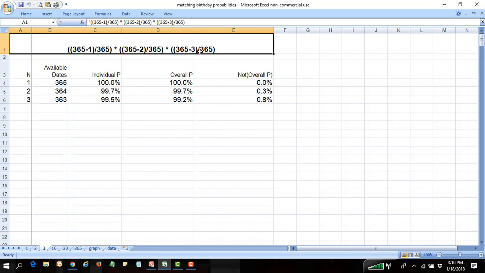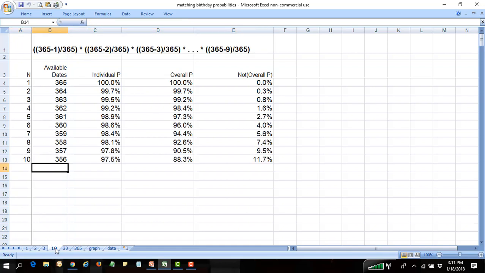365 minus 2, 365 minus 3. So the equation gets longer and longer each time. So I jump past the 3 people. Let's jump all the way out to 10 people.